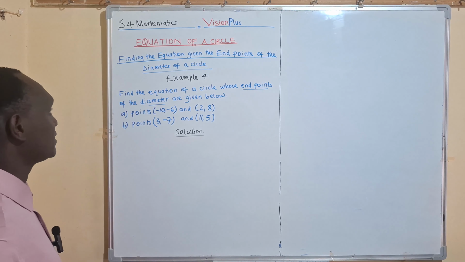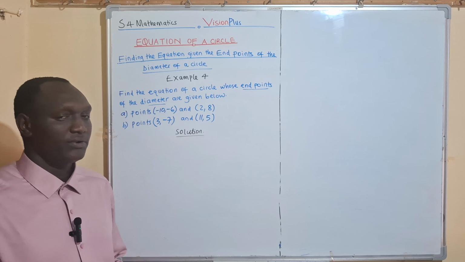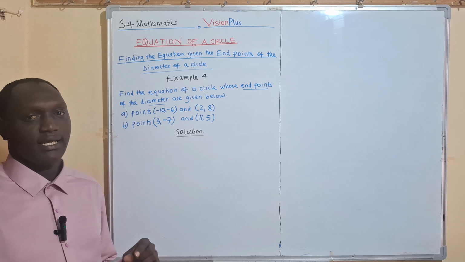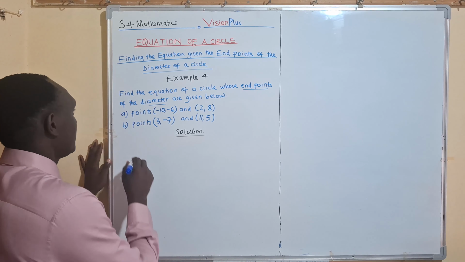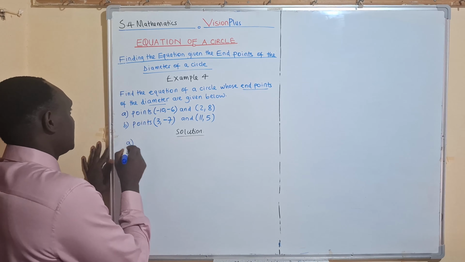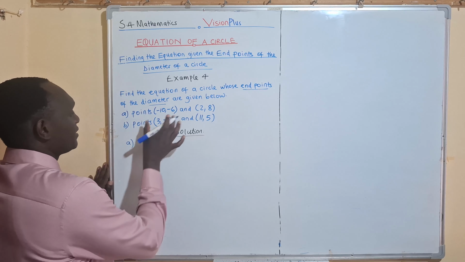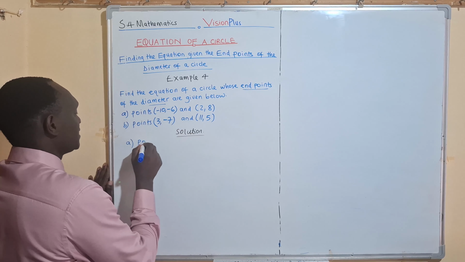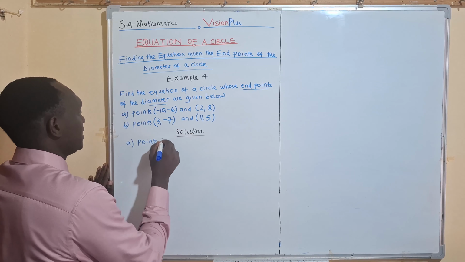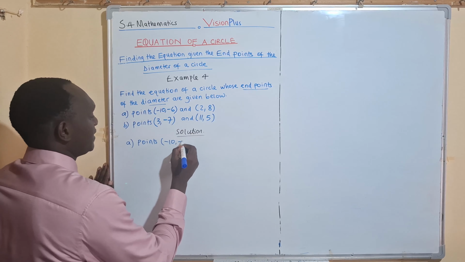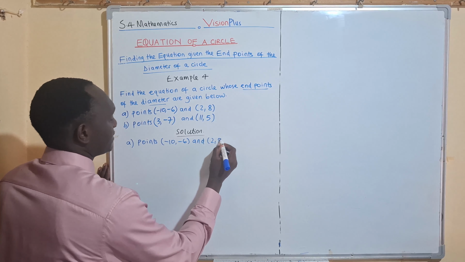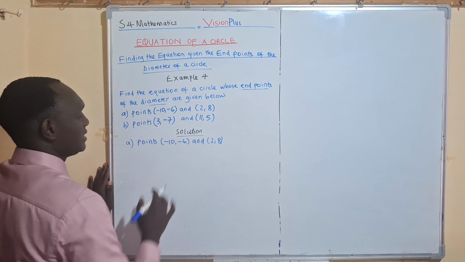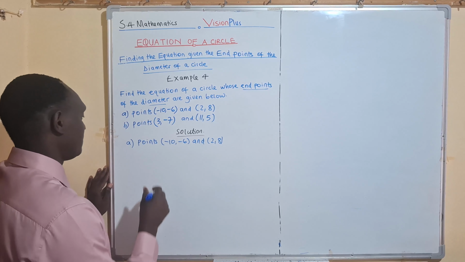We are looking at finding the equation of a circle when we are given the endpoints of the diameter of that circle. We are doing example 4 that says that we are given the endpoints of the diameter of the circle as endpoints are -10, -6 and 2, 8. These two coordinates are the endpoints of the diameter.